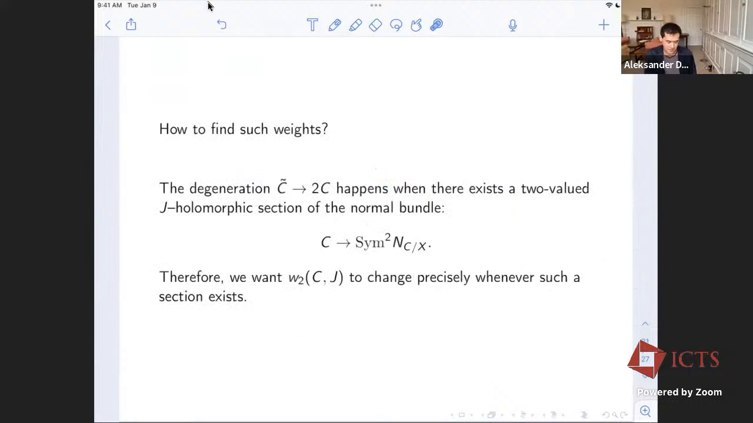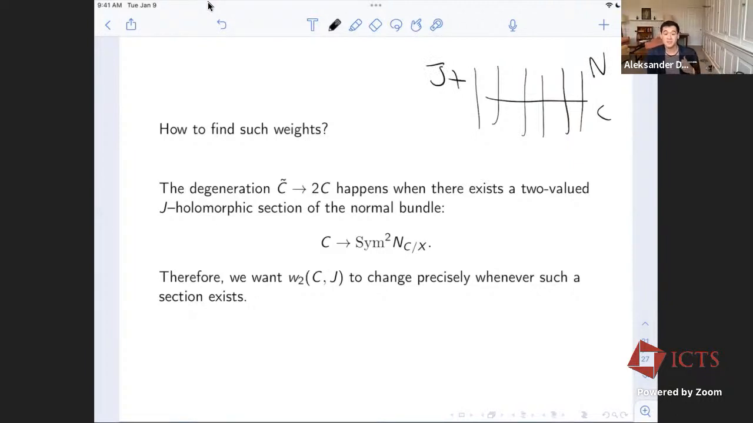So this is what I say here, that this degeneration happened at the time when there exists a two-valued J-holomorphic section of the normal bundle. So I have my curve C in the class B that happily existed for all times. It has a normal bundle, but as I vary J_t, the germ of the complex structure on that normal bundle changes. And therefore, for some J's, there will be holomorphic sections of the normal bundle, or multi-valued holomorphic sections, and for some other J, there won't be any such sections.